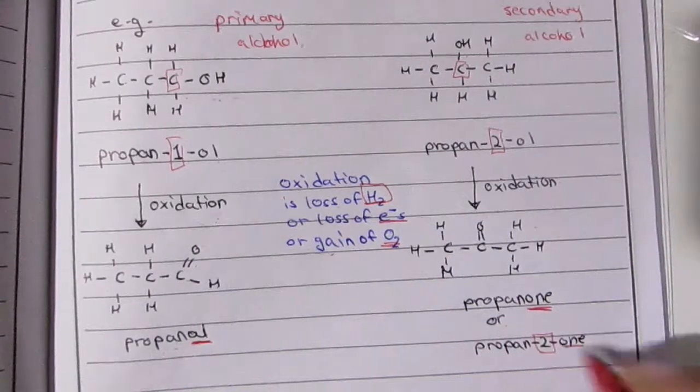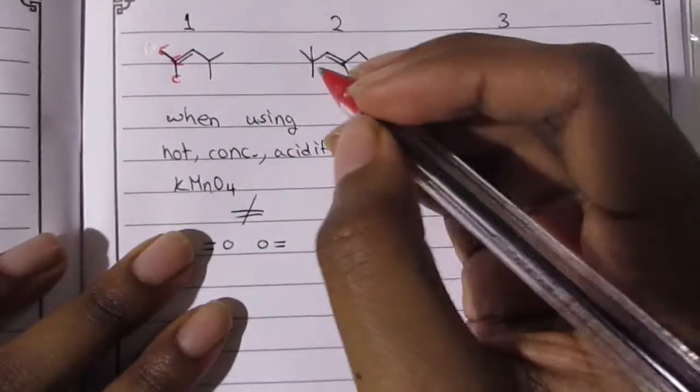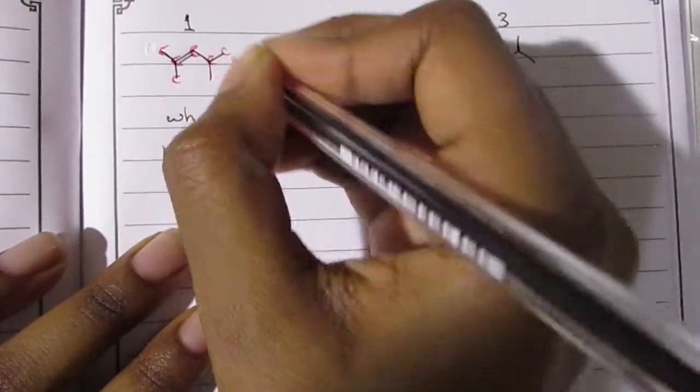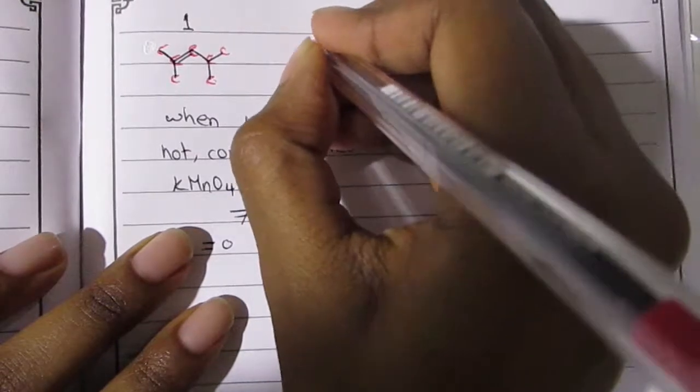So this question is asking which compound would produce a carboxylic acid and a ketone when treated with hot concentrated acidified potassium manganate(VII). So I'm going to draw it out for you guys here. We have these skeletal formulas, and of course with every curve there's going to be a carbon present. And don't forget about the hydrogens, I'm just not drawing them in right now.